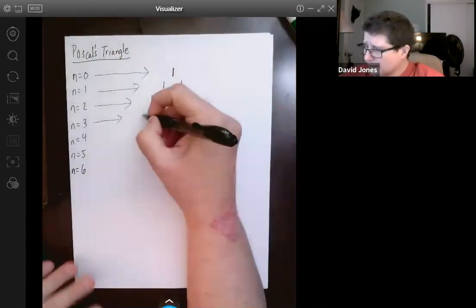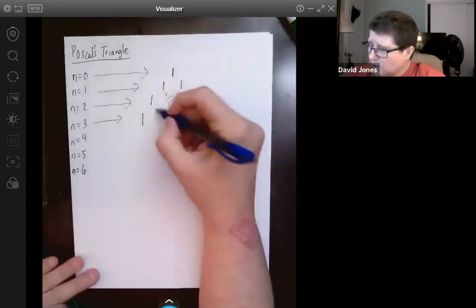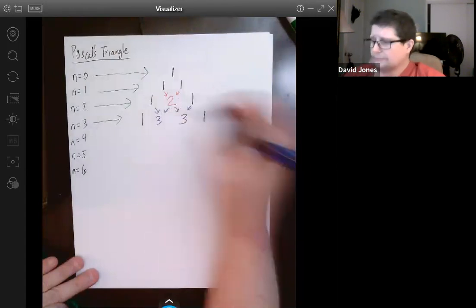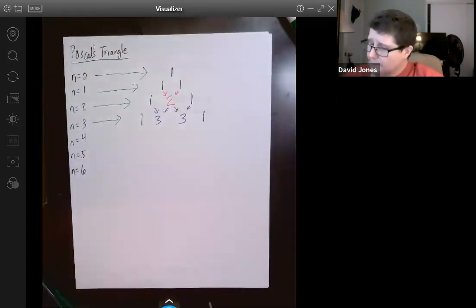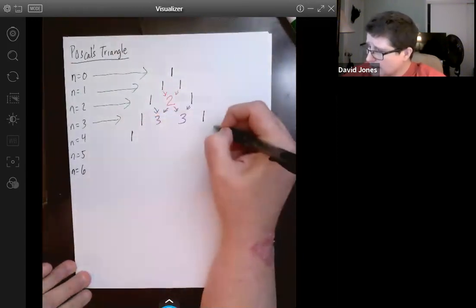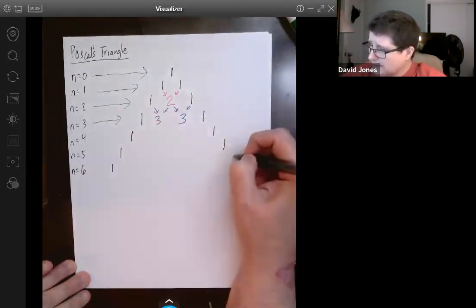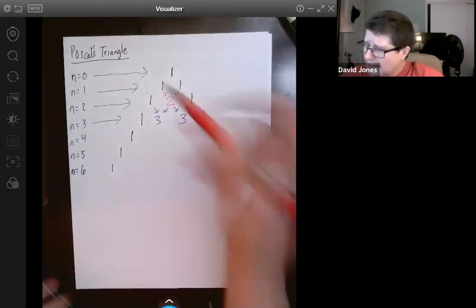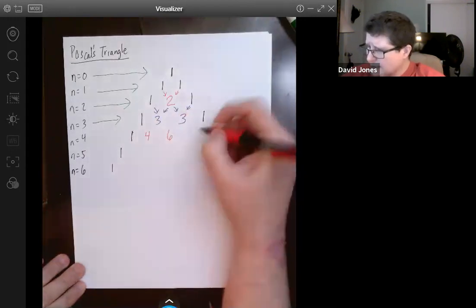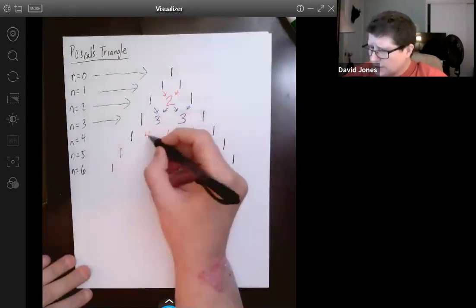We're going to have 1s on the outside. I will add up the numbers above it. 1 plus 2 is 3. 2 plus 1 is 3. I go to n equals 4. 1s on the outside. Do all these. Add up 1 and 3, I get 4. 3 and 3, I get 6. 3 and 1, I get 4. If I do the next line, 1 plus 4 is 5.